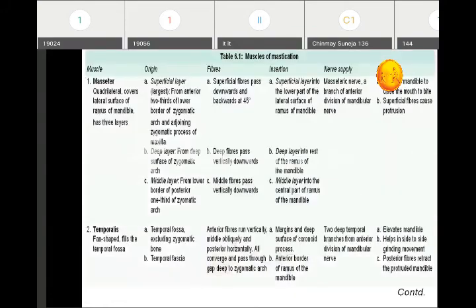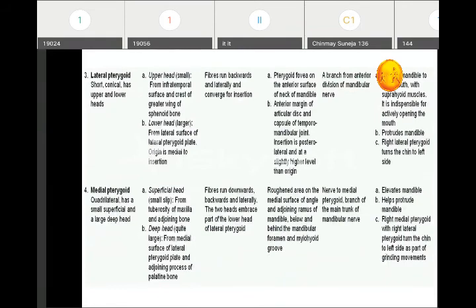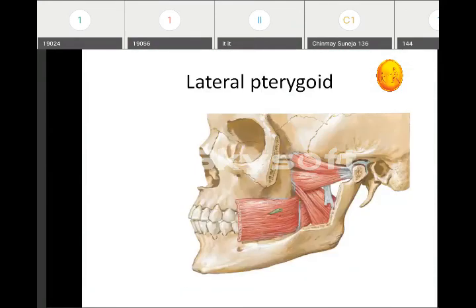Then lateral pterygoid, another muscle, upper head from the infratemporal surface and crest of greater sphenoid bone. Here, this is the infratemporal surface. This is a temporal bone. This area is infratemporal surface. So the upper head takes origin from the infratemporal surface and its crest, whereas the lower head from the lateral surface of lateral pterygoid plate.